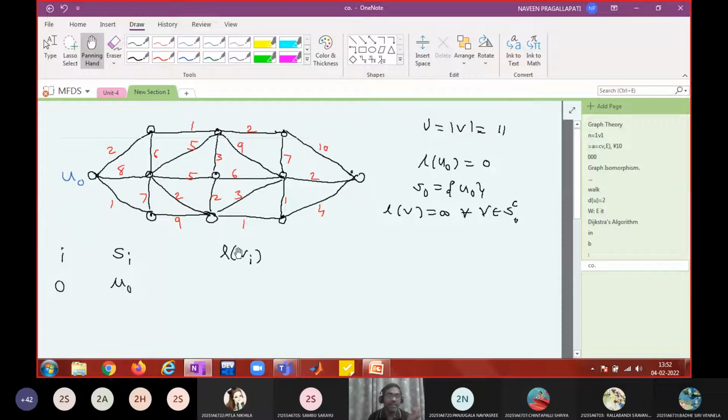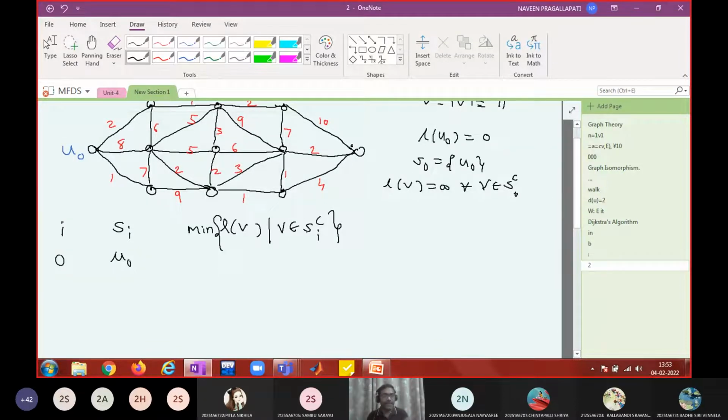L of V is finding the minimum distance from this vertex to u naught. Like that, find out the shortest distance for every node. Among all those nodes, you identify the node which is having the shortest distance. That distance you write down. So here I have to write it as minimum of L of V such that V belongs to Si complement.